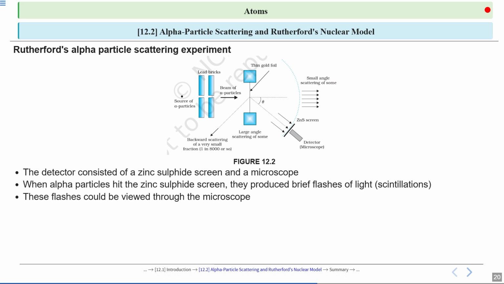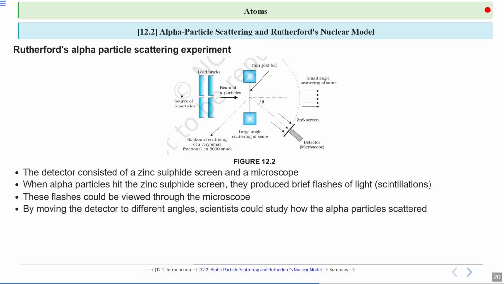Scientists used a microscope to view these flashes of light. This was necessary because the flashes were very faint and short lived. By carefully observing through the microscope, they could accurately record each event. By moving the detector to different angles around the gold foil, scientists could study how the alpha particles scattered. This means they could see if the particles went straight through, bounced off at small angles, or even bounced almost straight back. The angle of scattering gave clues about what was inside the atom.